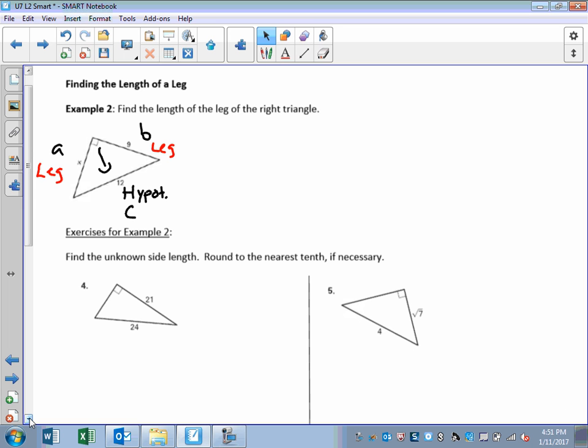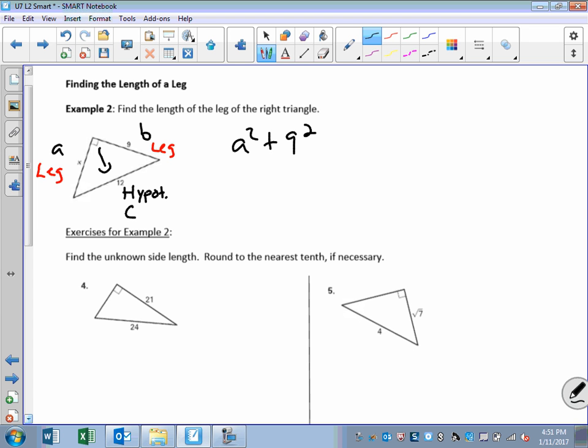Now we're going to use the same equation, a squared plus b squared equals c squared, except we're going to plug in what we know for the hypotenuse, and we're going to leave one of the legs as a variable because we don't know it. So it's going to end up looking like, I said the side that we don't know is a, so I'm going to just leave that a squared plus 9 squared is equal to 12 squared.